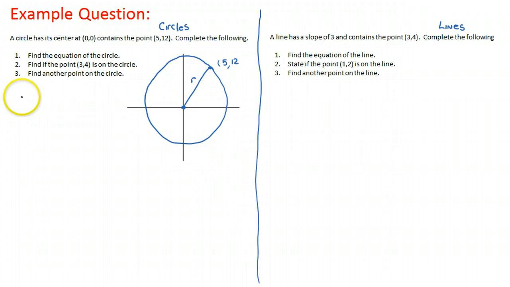So I know that the equation of a circle is r squared equals (x minus a) squared plus (y minus b) squared, where r is the radius and the center is (a, b). So let's just pause for a second. Now let's go back to this side.